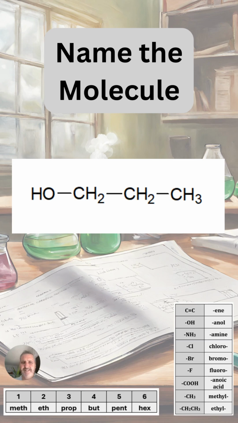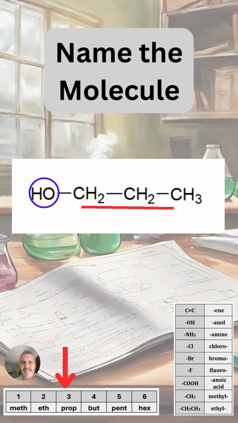Okay, let's have a look at naming this alcohol molecule. Now we know it's an alcohol molecule because it has an OH or an HO attached to the carbon chain. We can see that the longest continuous chain of carbons is 3. Therefore, this is going to be a propane.